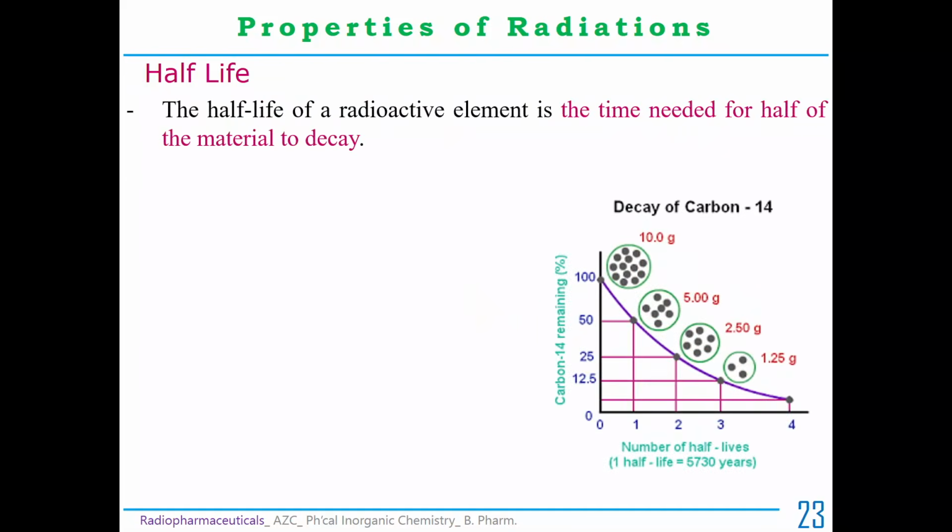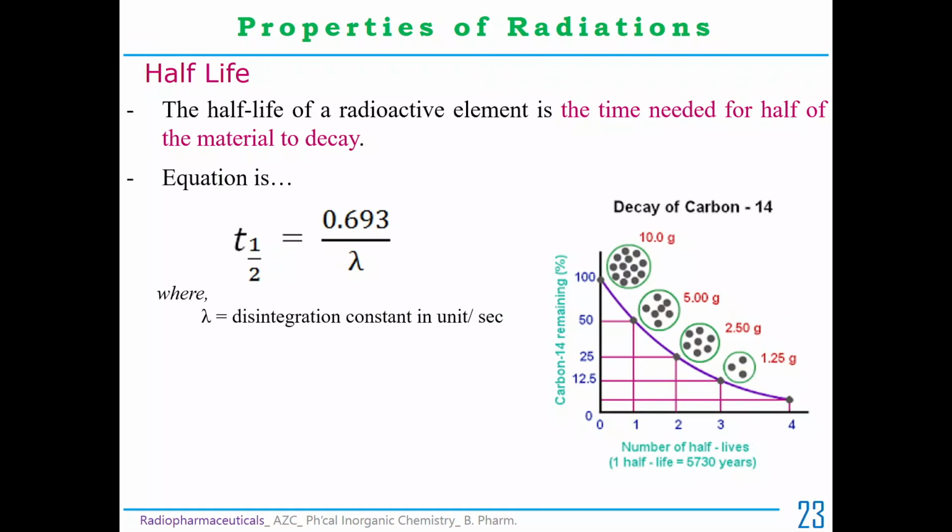Half-life. The half-life of a radioactive element is the time needed for half of the material to decay. The equation is T 1/2 is equal to 0.693 divided by lambda, where lambda is the disintegration constant in units per second.